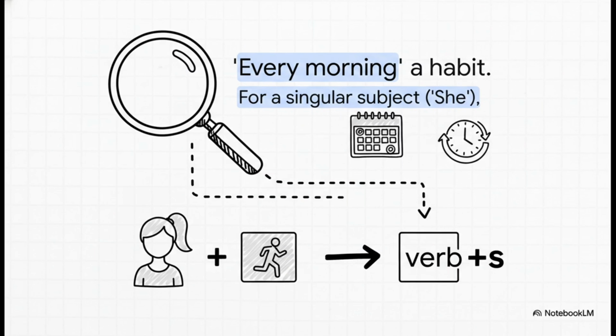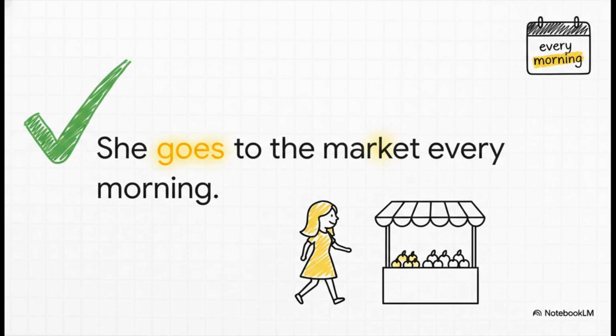It's every morning. That little phrase tells us it's a routine, a daily habit, which calls for the simple present tense. And the rule for the simple present is pretty easy. For a singular subject like she, he, or it, you just add an S or ES to the verb. So that makes our correct answer B, goes. She goes to the market every morning. So remember, always be on the lookout for those little time phrases. They'll help you pick the right tense.